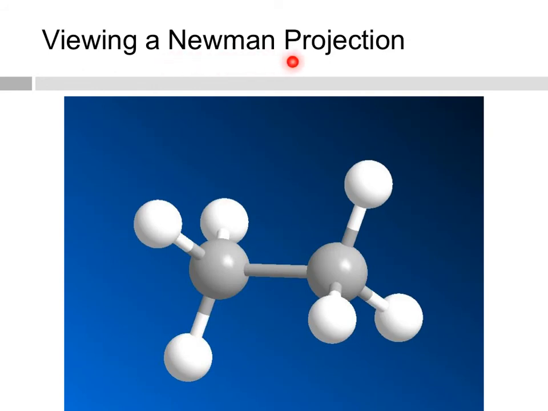Newman projections are an alternate way to view conformers, and they're a lot easier to use than sawhorse projections in conformational analysis. So what we're going to do is use this ball and stick model of ethane and look at how to make a Newman projection. So we start with carbon number 1, and this is carbon number 2. In a Newman projection, what you're doing is you pick the carbon-carbon bond that you want to look down, and then you pull one carbon in front of the other carbon.